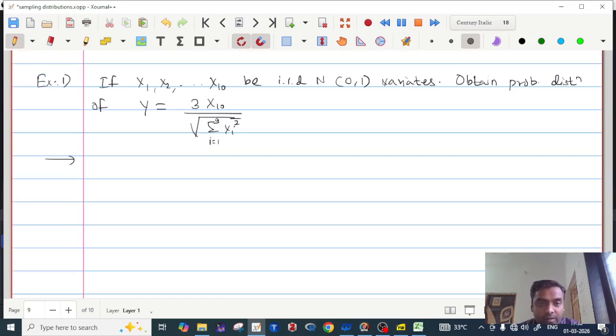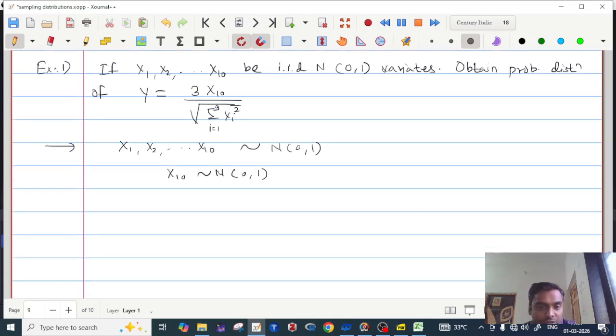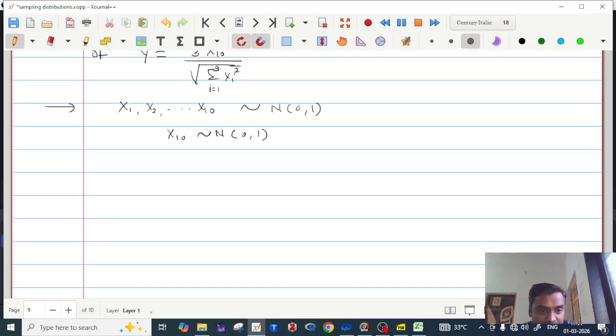Now the solution. What is given? X1, X2 up to X10 follow normal 0, 1. It means the distribution of X10 is also normal 0, 1, and each individual Xi is also normal 0, 1. The numerator X10 is normal 0, 1. The denominator is the summation of Xi squared, i running from 1 to 9, which means X1 squared plus X2 squared up to X9 squared.